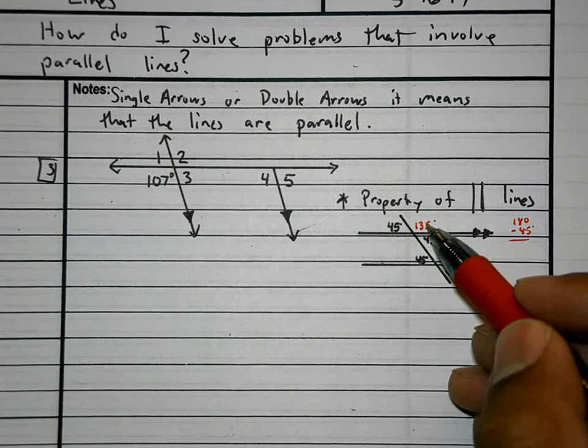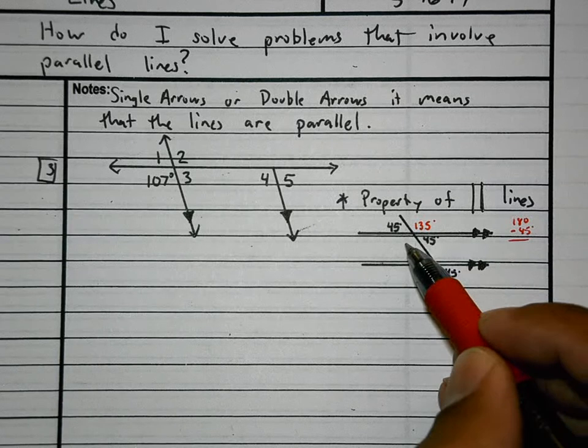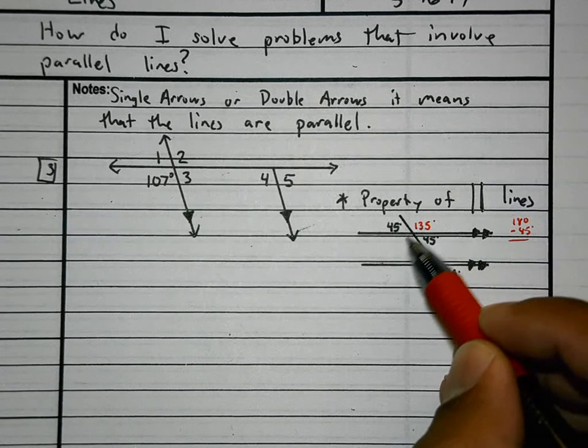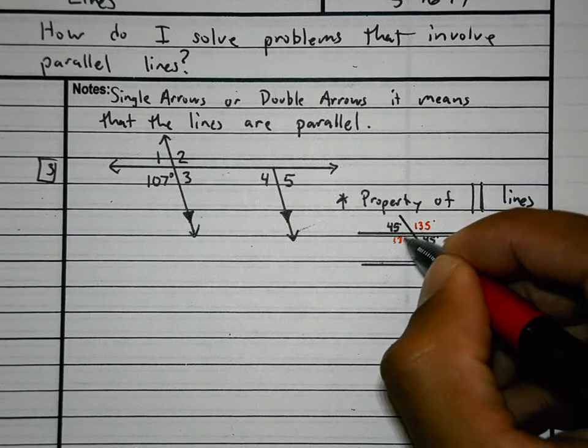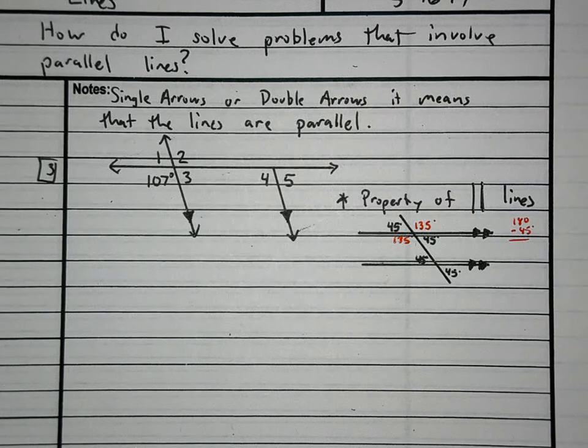And if this is 135, its vertical angle has to be? Because vertical angles are always congruent.